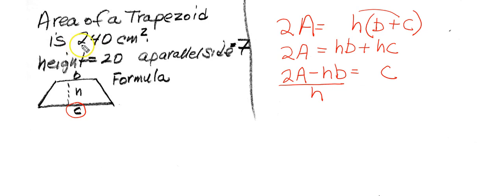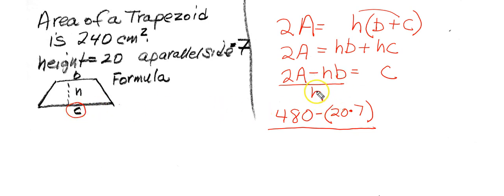Well, our area is 240, so twice 240 is 480. Now we know H is 20, and we know our short side here is 7, and that's all going to be over H, which is 20. And that equals C. So 20 times 7, this is going to be 140.